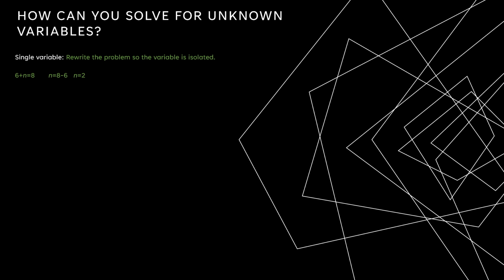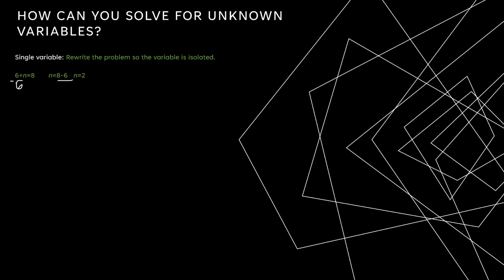In order to do that, we're going to take the 6 and we're going to flip its polarity on itself. So instead of it being a positive 6, we're going to subtract it from the side that it's on. And when we do that, it cancels it out, and then we're going to move it to the other side. So then it goes from being 6 plus n to n on one side, and then 8 will become 8 minus 6. So now we have n by itself, and we have an equation to solve. So 8 minus 6 equals 2. So n is equal to 2.